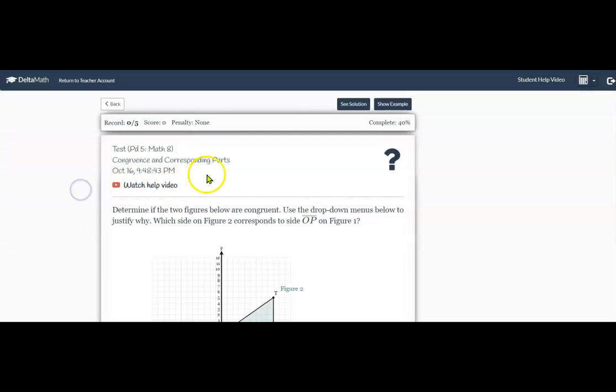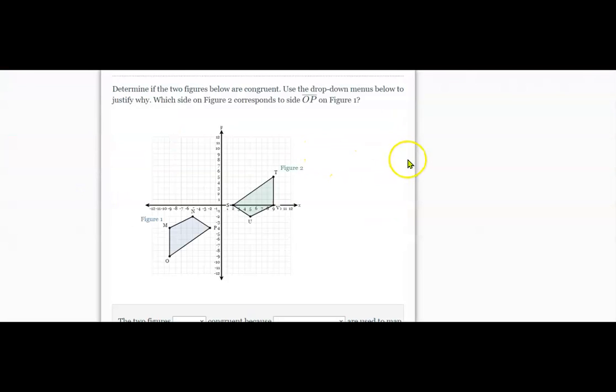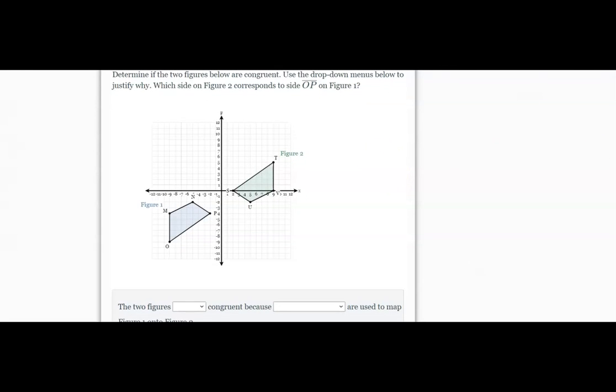Let's take a look at congruence and corresponding parts, right? So when you alter a figure, what parts are matching? Determine if the 2 figures below are congruent. And the answer is yes. They are the same shape. They are the same size. They're just pointing in different directions.